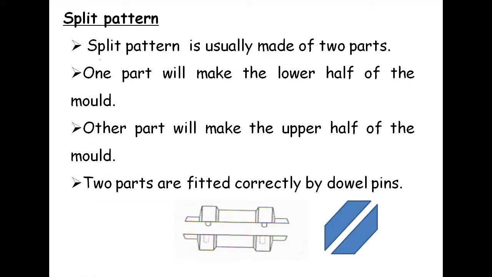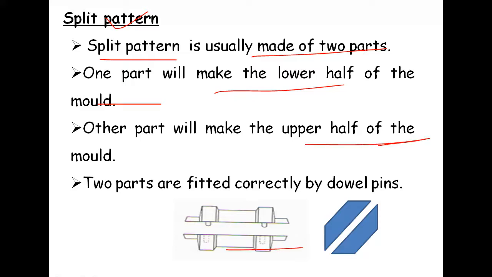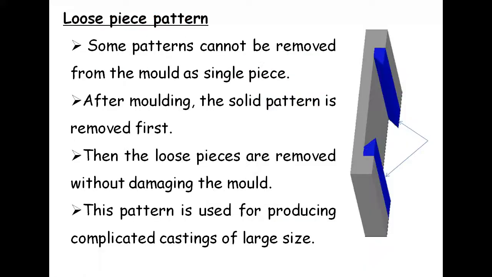Split pattern. As the name implies, it is usually made of two parts. One part makes the lower half of the mold, and the other part makes the upper half of the mold. So here there is a lower and an upper part. Both are connected with dowel pins. When the two parts are fitted, the correct alignment is obtained with the support of dowel pins. So compared to the solid pattern, in the split pattern the alignment is given properly, and you get the correct shape and size of the component.